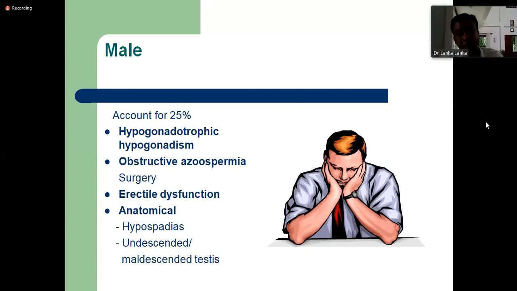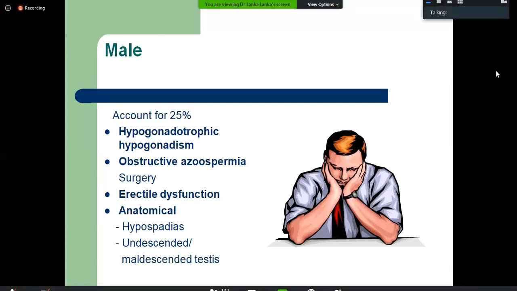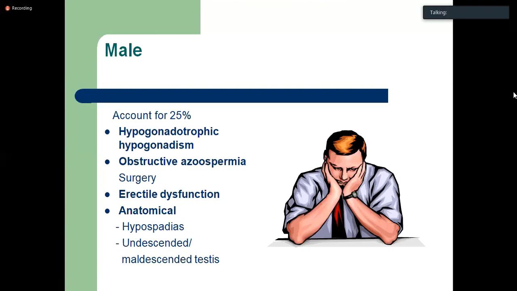Now, another thing is obstructive azoospermia. So they are producing sperm, but there's some obstruction in the pathway, the outflow tract. This may be due to some previous infection. This may be a trauma. This may be surgical, intentionally caused, like following a complicated surgery, and erectile dysfunction. The anatomical, that's hypospadias, so they can't engage and they can't ejaculate properly. So undescended testes, mal-descended testes. So those are the things that we have to look for in the male.